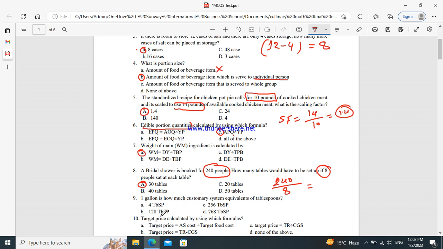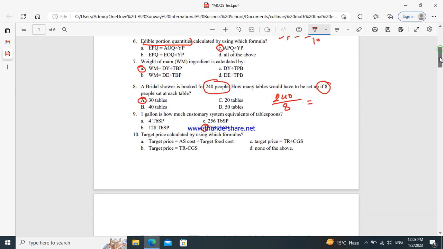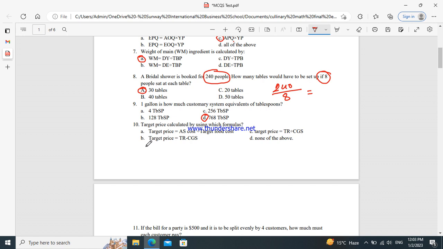Next one, 1 gallon is how many tablespoons in the customary system equivalent? From the given information, we can find out the correct answer, maybe 256. Oh no, the correct answer is D. Okay. Now move on. Question number 10.